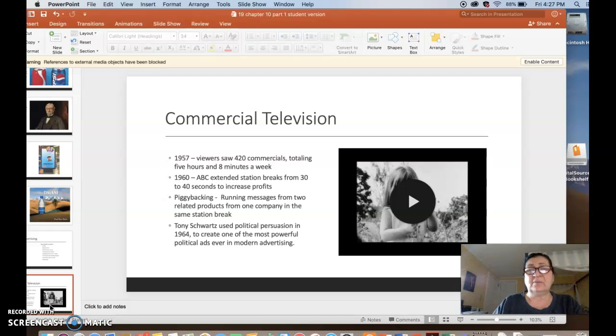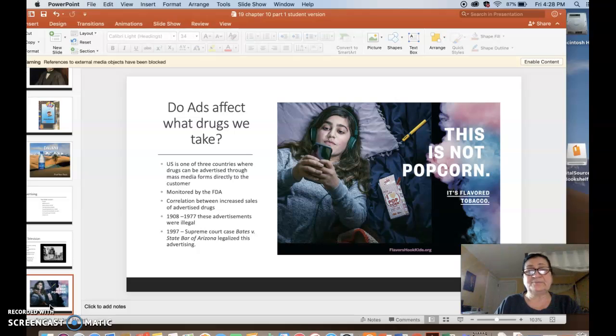Commercial television became popular in 1957. Viewers saw 420 commercials totaling 5 hours and 8 minutes every week. In 1950, ABC extended station breaks from 30 to 40 seconds to increase their profits, and they created the strategy of piggybacking, which is running messages from two related products from one company in the same station break. Tony Schwartz used political persuasion in 1964 to create one of the most powerful political ads in modern advertising.